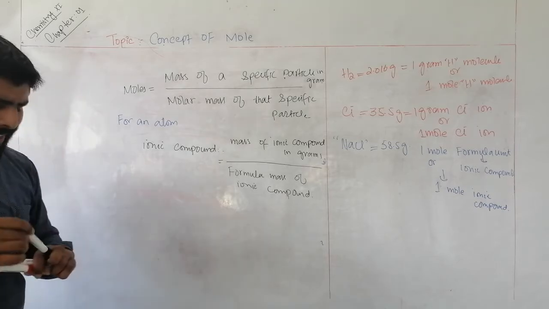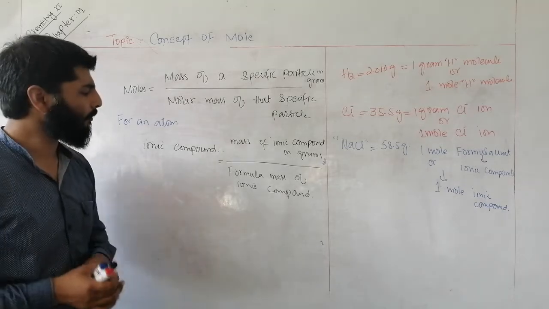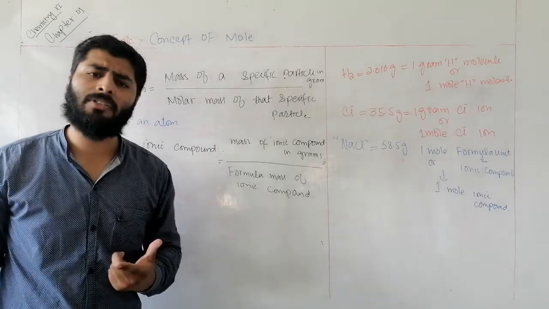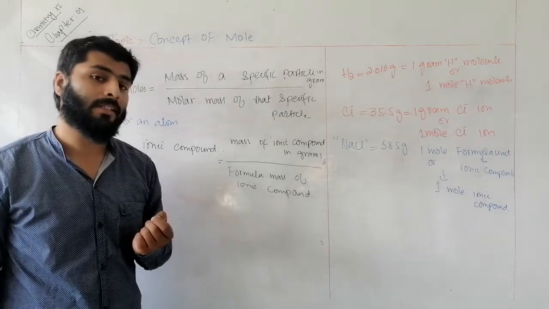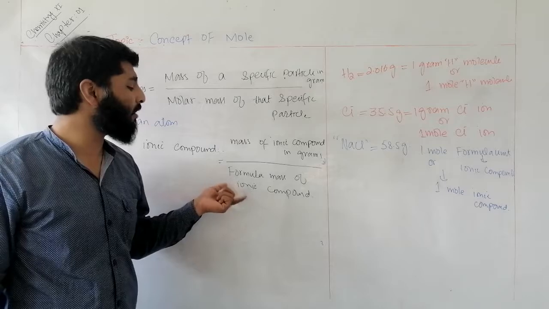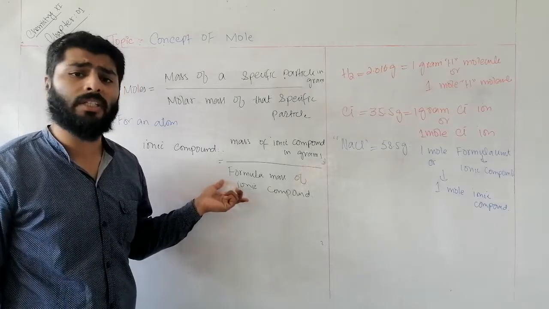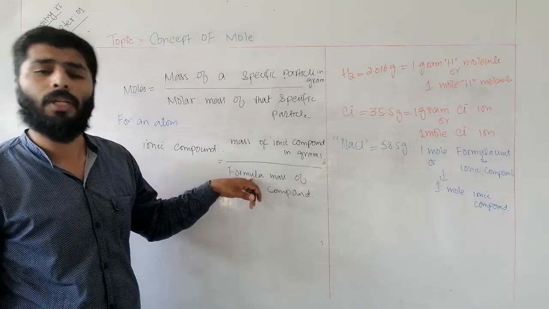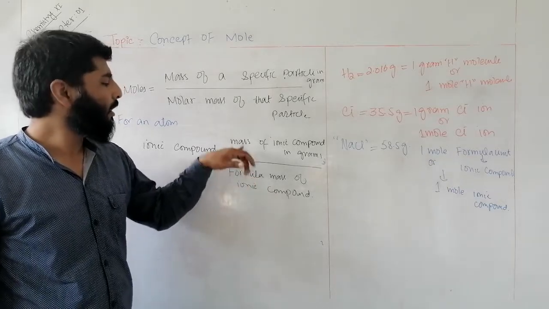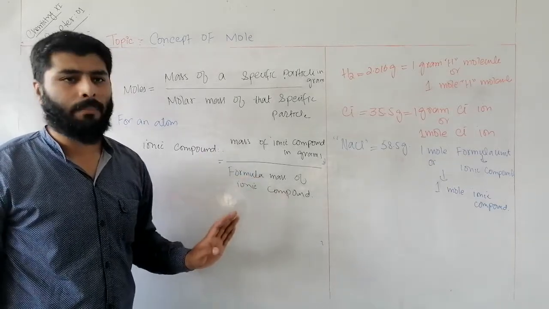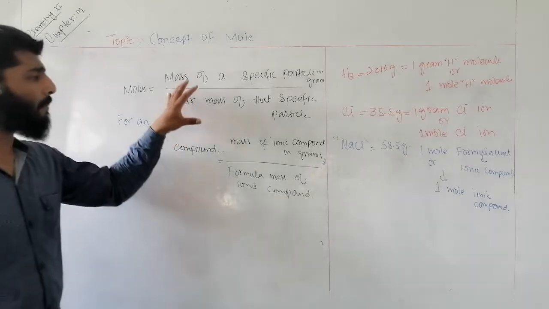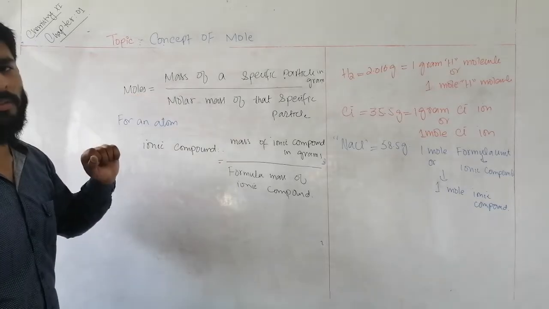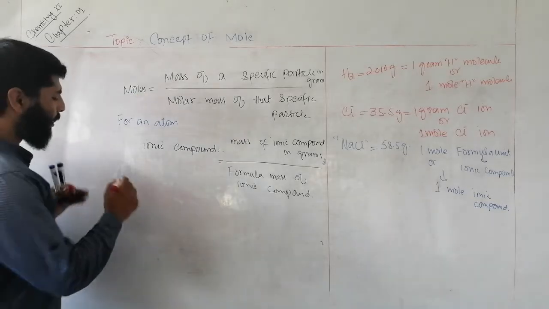What does formula mass mean? Students, ionic compounds, when dissolved, are converted to ions. There are no individual units like molecules. Therefore, ionic compounds have the masses of formula mass instead of molecular mass. So we can use formula mass for ionic compound. So these are the formulas which you can use in order to calculate the moles. Then representation.